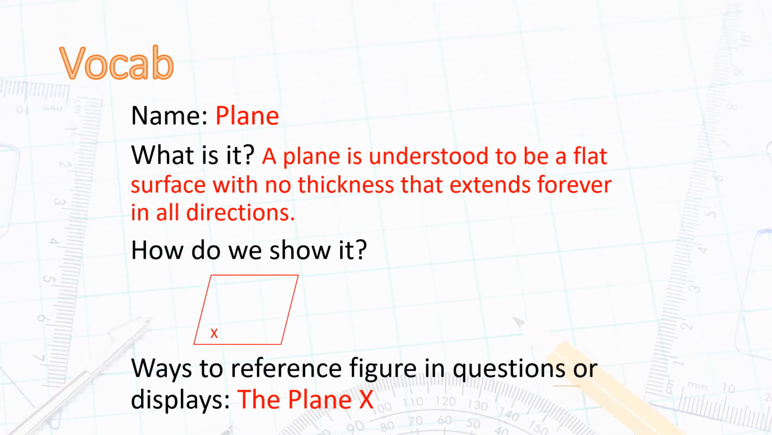Next one up is a plane. A plane is a two-dimensional surface that has no thickness and extends forever in all directions. We usually refer to the horizontal plane, such as floors and ceilings, or the vertical plane, which might be walls.